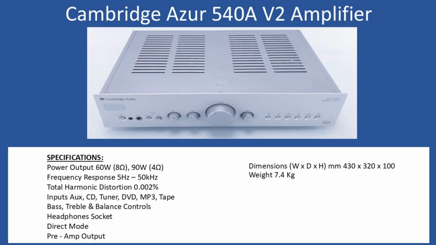And then in terms of dimensions, width, depth and height, 430 by 320 by 100, and the weight of the amplifier is 7.4 kilograms. It does come with a remote control, and that can be used to select any of your inputs, put the amplifier into standby mode, as well as operating the volume control. You can also have a second set of speakers connected, and there is a switch on the front fascia of the amp where you can select.